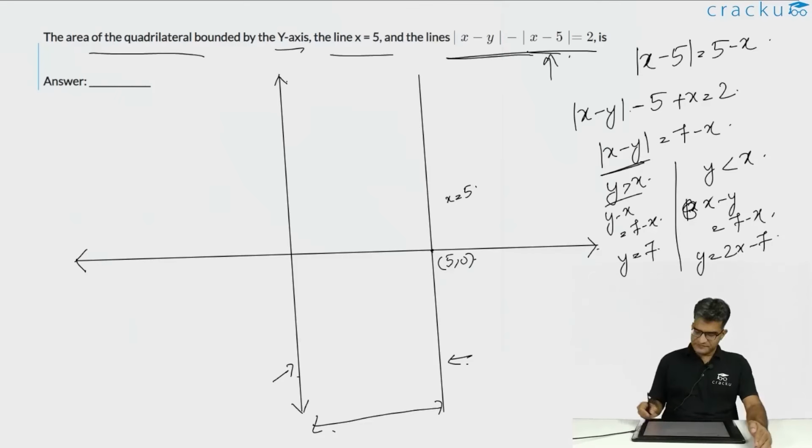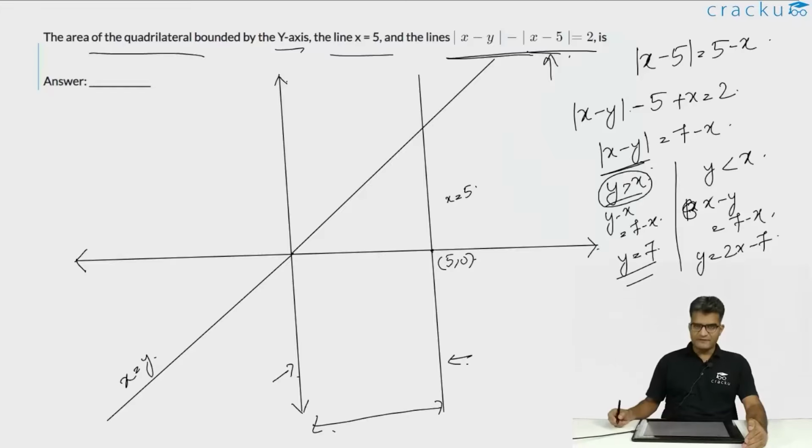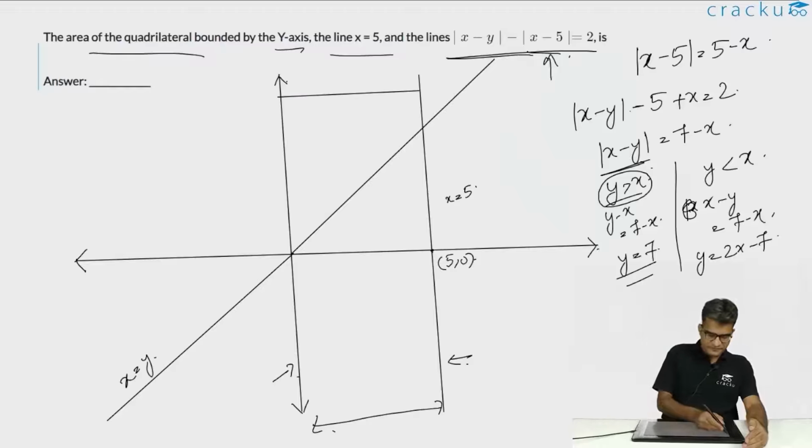So let us first draw the equation of the line x is equal to y. X is equal to y will look something like this. It will go through the origin. This is x is equal to y. When the point is greater than x is equal to y, that will be y is greater than x. Here the equation of the line is y is equal to 7. So this is how y is equal to 7 looks like. Below this line, x is equal to y will be less than x.